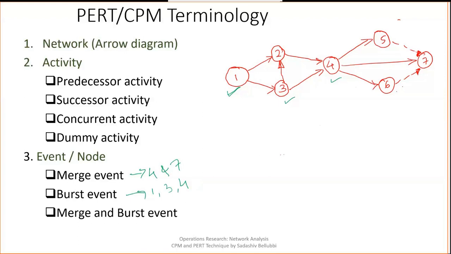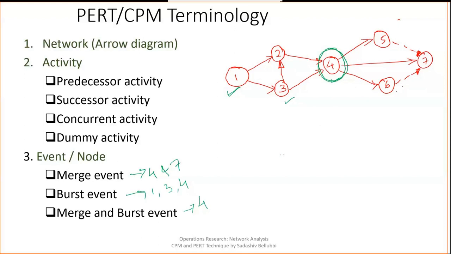An event into which more than one activity arrives and from which more than one activity leaves. So at any one node, more than one activity is arriving as well as more than one activity is leaving. Such a node we call a merge and burst event. In this figure, the fourth node is the merge and burst event, because 2 activities are arriving and 3 activities are leaving the node.